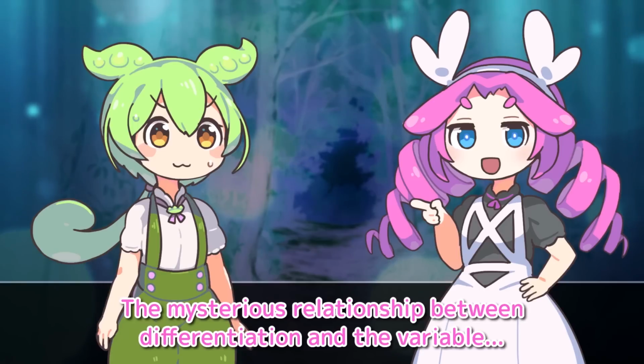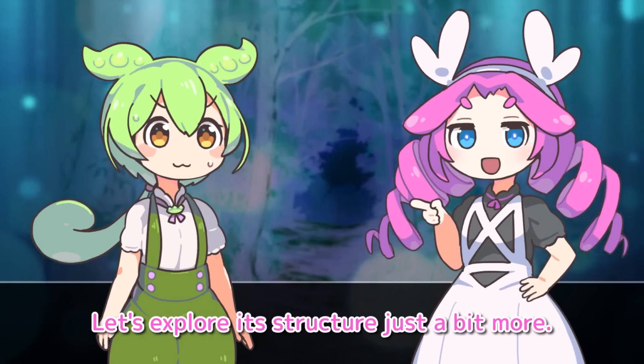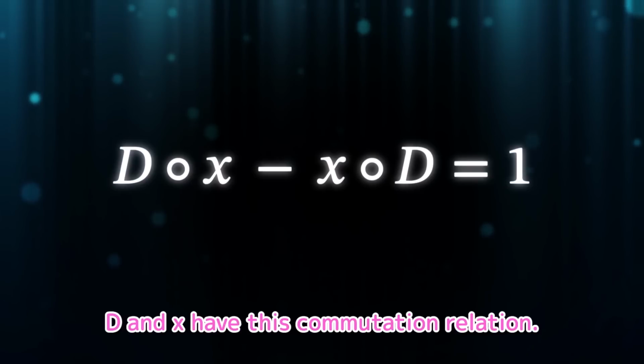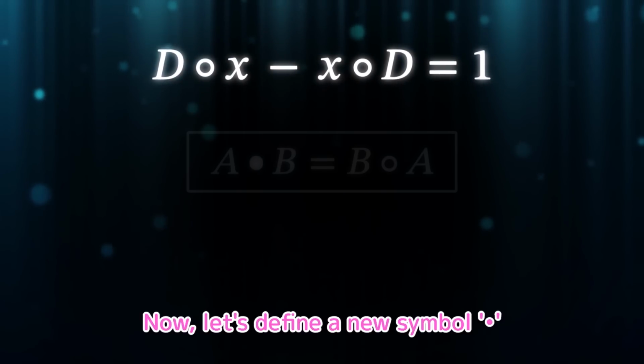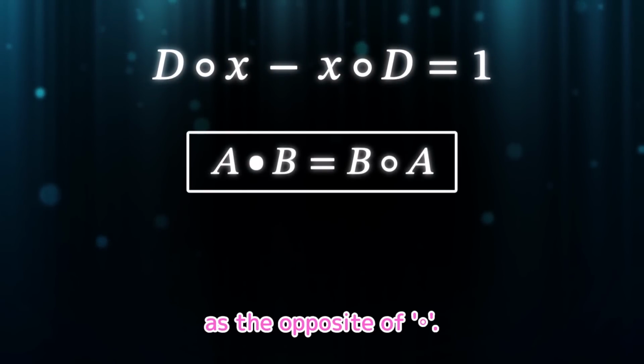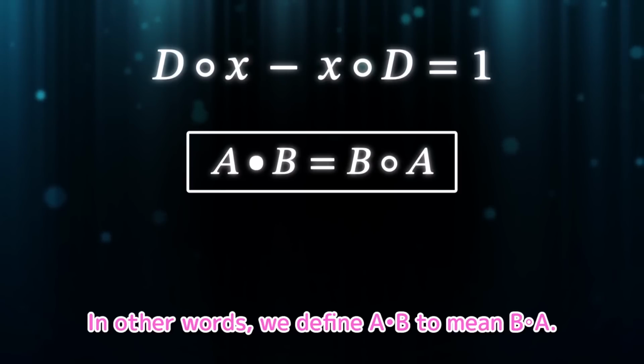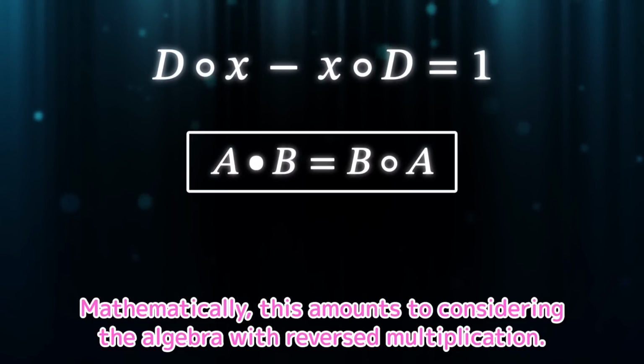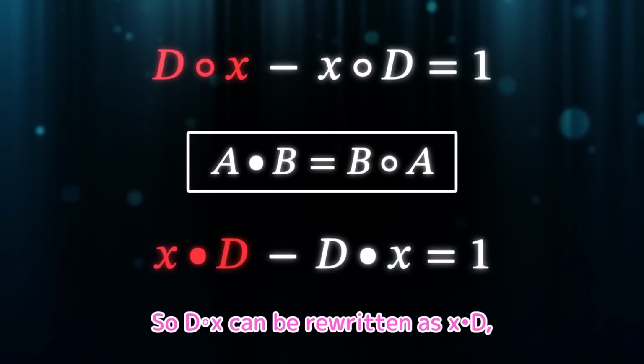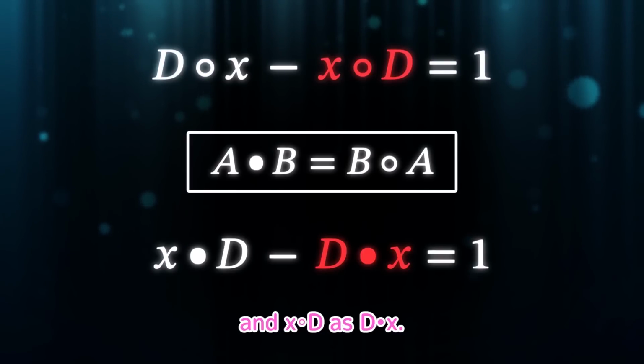The mysterious relationship between differentiation and the variable. Let's explore its structure just a bit more. D and x have this commutation relation. Now let's define a new symbol bullet as the opposite of composition. In other words, we define A bullet B to mean B of A. Mathematically, this amounts to considering the algebra with reversed multiplication. So D of x can be rewritten as x bullet D, and x of d as d bullet x.